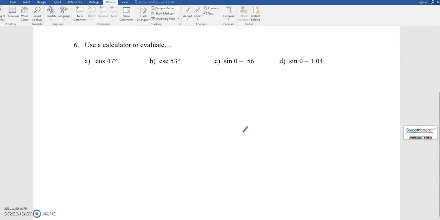So the first one's pretty easy. Just calculate cosine of 47 degrees. So cosine of 47. Hit enter. You should get 0.682, we'll say.